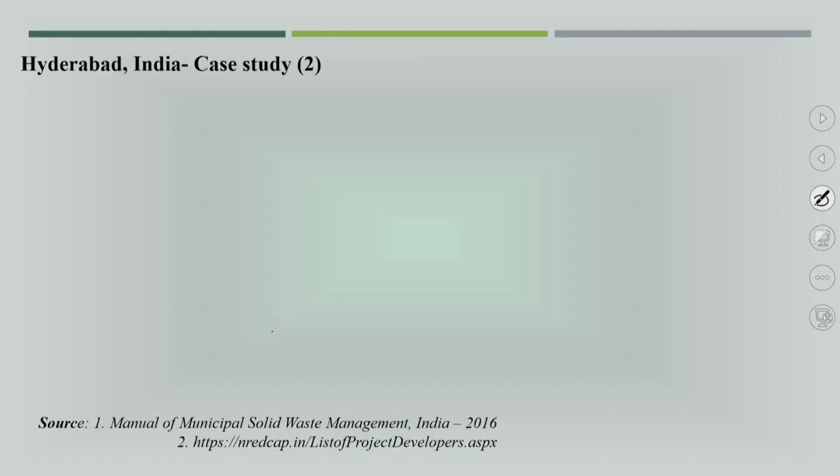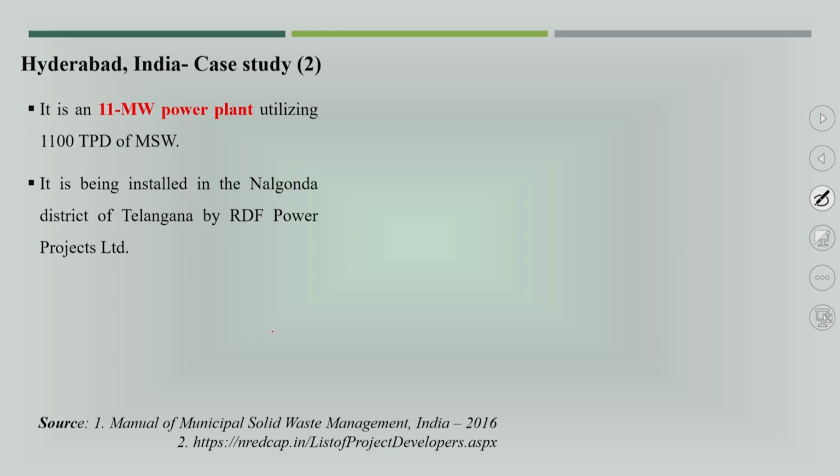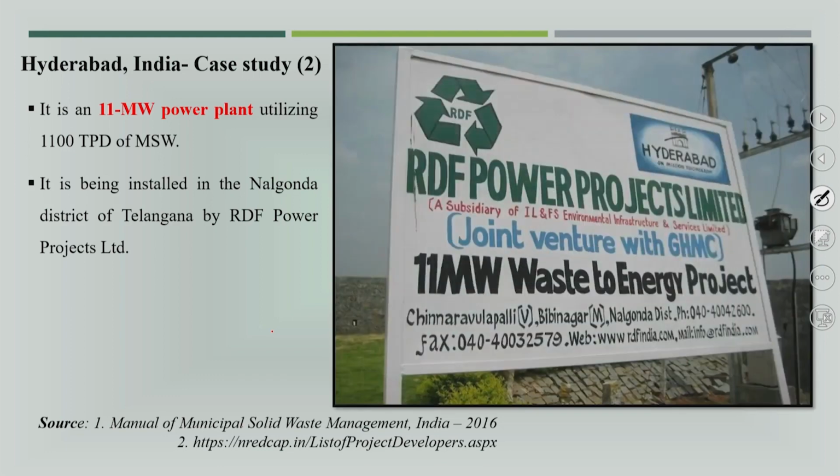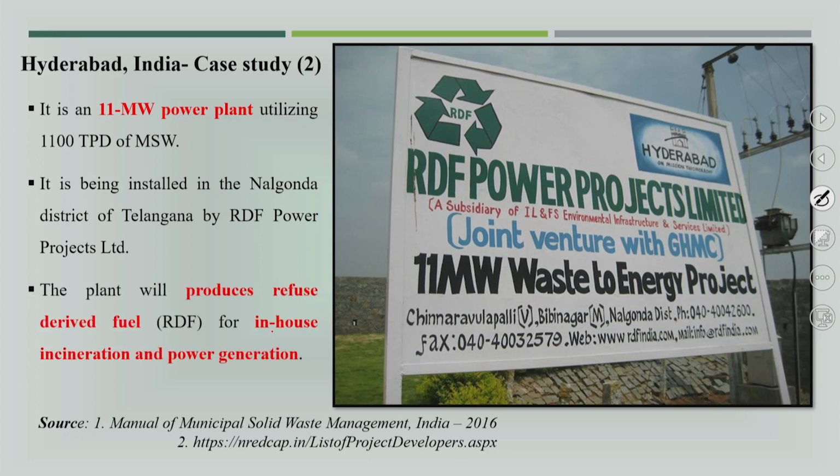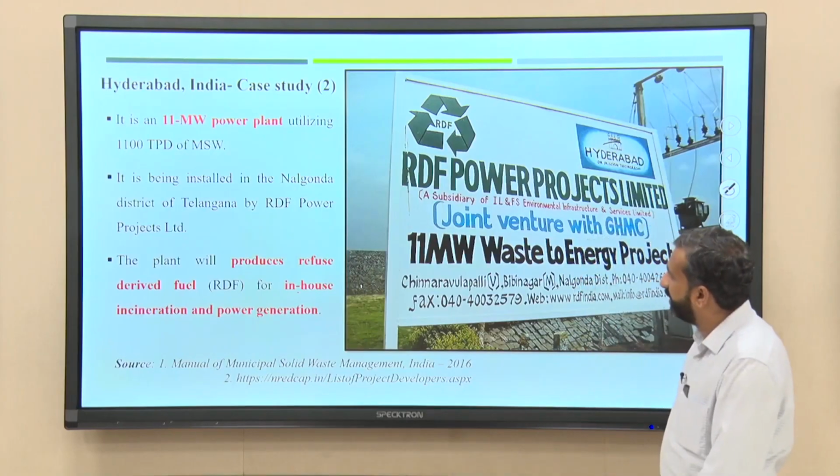This is another case, of Hyderabad, which has recently started. It is an 11 megawatt power plant utilizing 1100 tons per day of MSW. This is being installed in the Nalgonda district of Telangana by RDF Power Project Limited. You can see that RDF Power Project Limited was a subsidiary of the same company, IL&FS. The plant will produce refuse derived fuel for in-house incineration and power generation. That was the idea behind this plant.